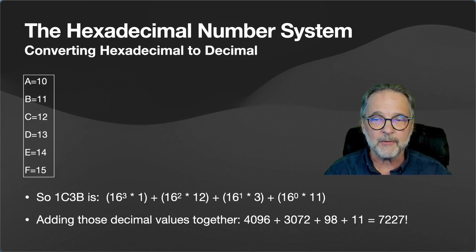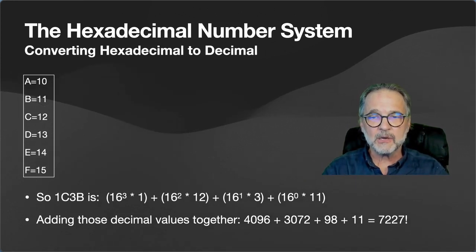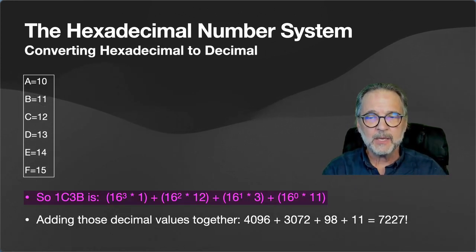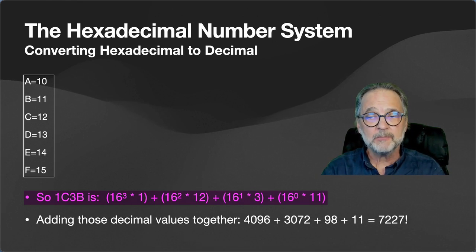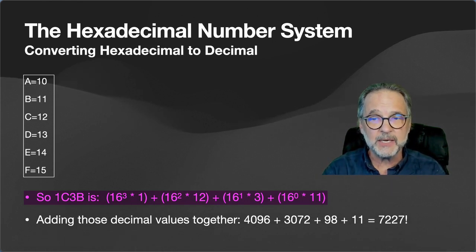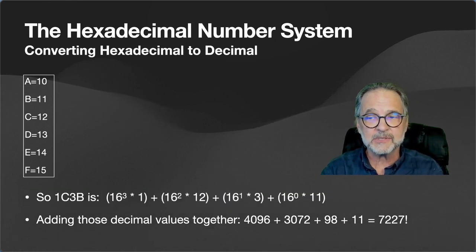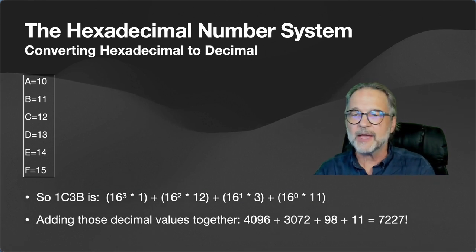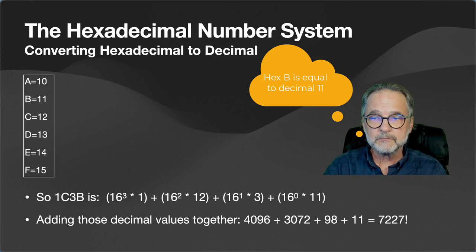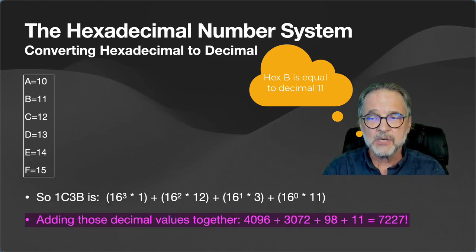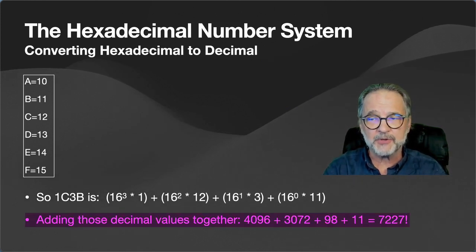So here's an example. Let's take a look. 1C3B: 16 to the third times 1, plus 16 squared times 12, plus 16 to the 1 times 3, plus 16 to the 0 times 11. Oh, no, 11, that's true, because B is 11. So we do those multiplications, we add them all together, and we get 7227.